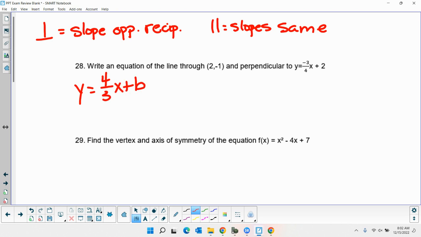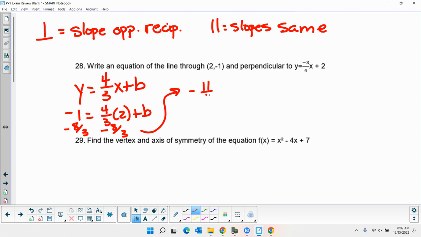And I'm going to do the same thing I did on the last problem. I'm going to plug in the point they give me for x and y, and I'm going to figure out what b is. So negative 1 for y, and 2 for x, and 4/3 times 2 is 8/3. So I'm going to subtract it, and that gives me negative 11/3 for b. All right, because negative 1 is negative 3/3. So negative 3/3 minus 8/3, negative 11/3. That's how I got that.